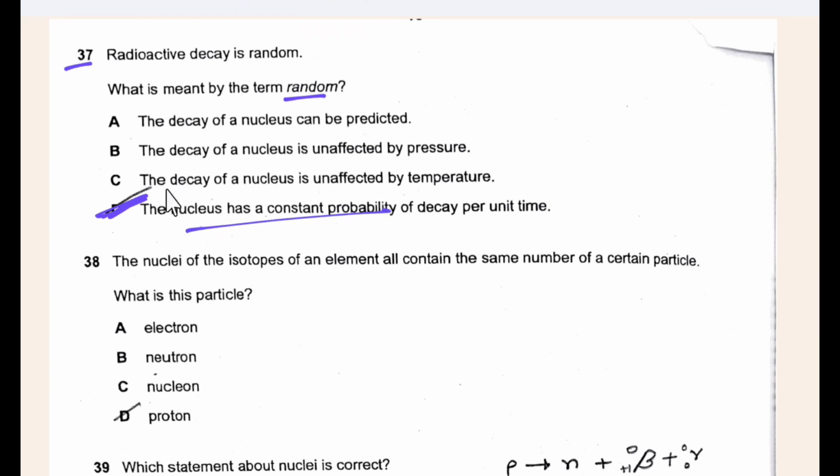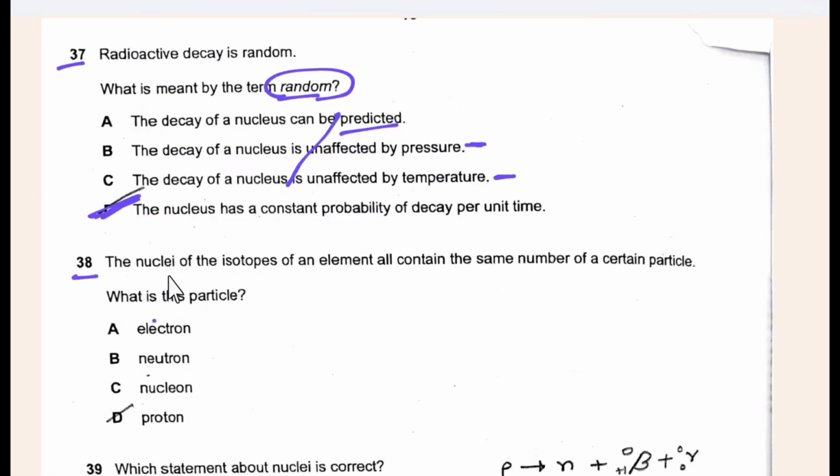And for the rest of the statements, the decay of the nucleus is unaffected by temperature. This refers to spontaneous. Then the decay of the nucleus is unaffected by pressure. This is the observation for being spontaneous but not random. Then the decay of a nucleus can be predicted. This is unpredictable. So these three statements are wrong, and random means that each unstable nucleus has equal probability of decaying in the nucleus.